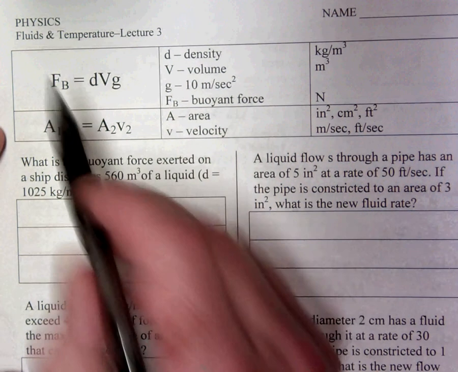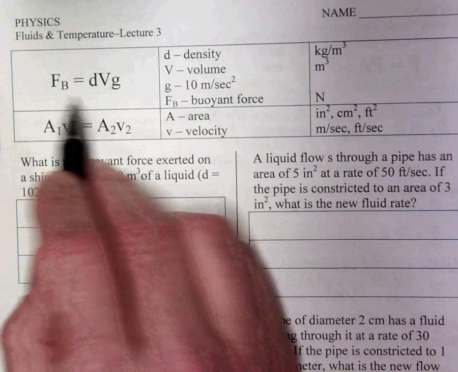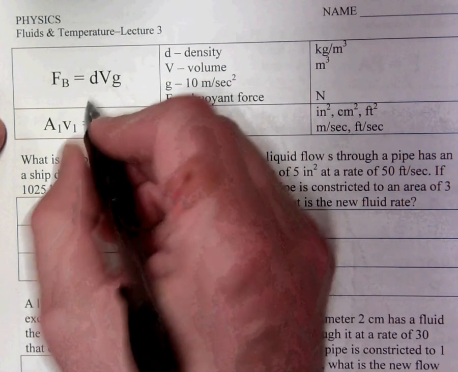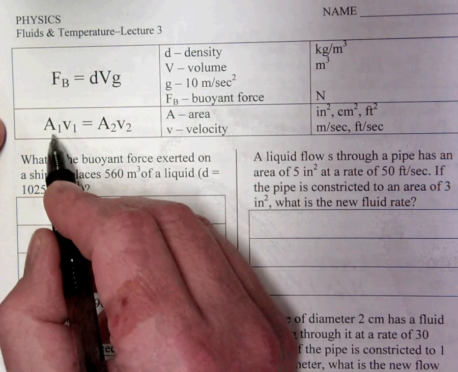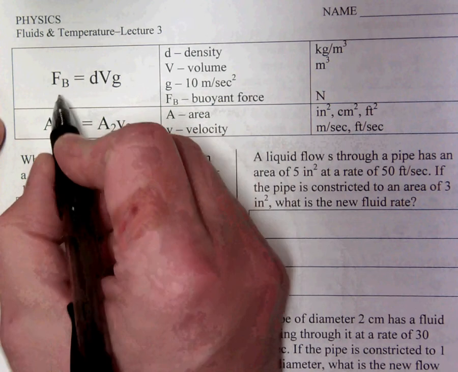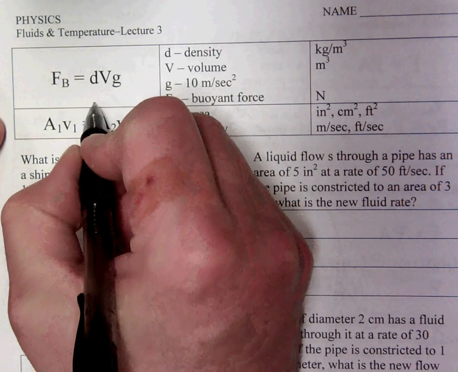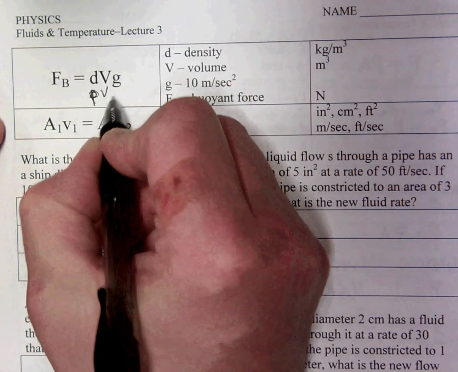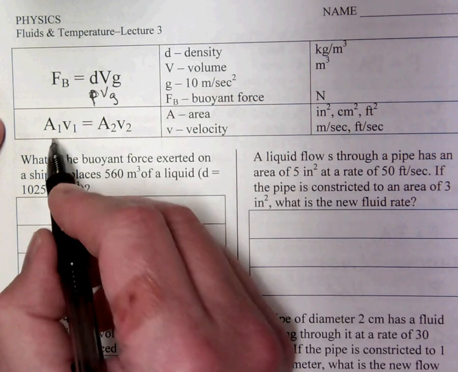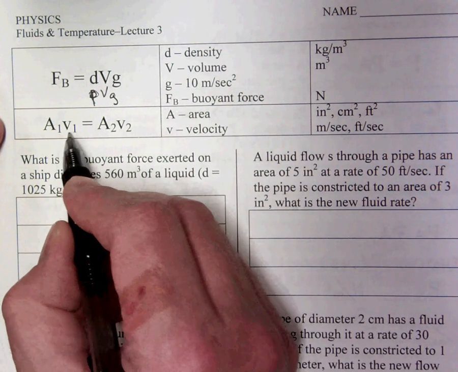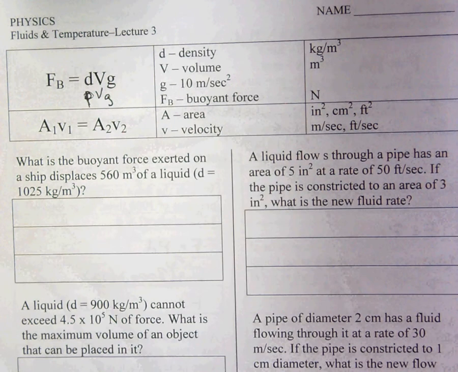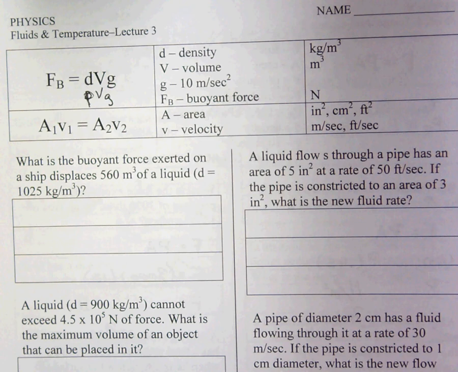This lecture deals with two equations: buoyant force, which is density, volume, and gravity, and the other one is A1V1 equals A2V2. Now, the buoyant force, as we said, is rho V g. The other one is an area of a pipe going at a velocity, and we're going to constrict it or expand it, and the velocity will change because of the conservation of mass through the pipe or the duct.